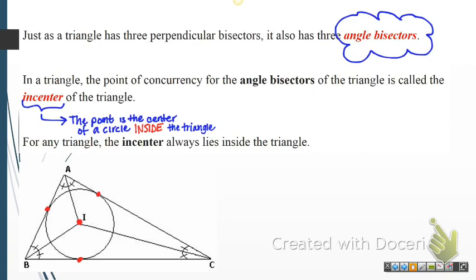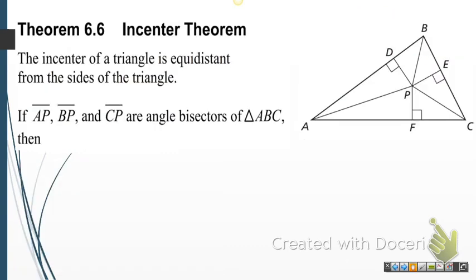And what we'll notice is that instead of having the vertices of the triangle be on the circle, now the sides of the triangle are on the circle. So here's our theorem about incenters. The incenter of a triangle is equidistant from the sides of the triangle. So remember, the incenter is created by three angle bisectors intersecting. Okay.